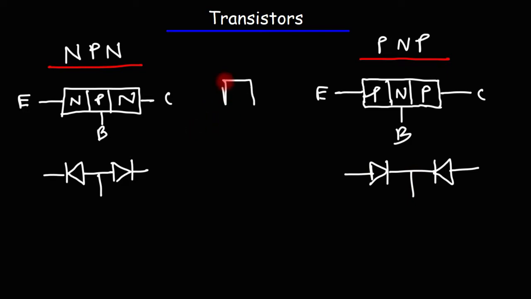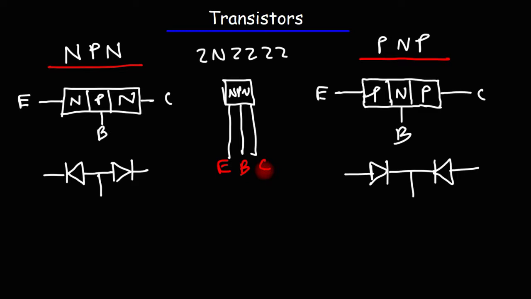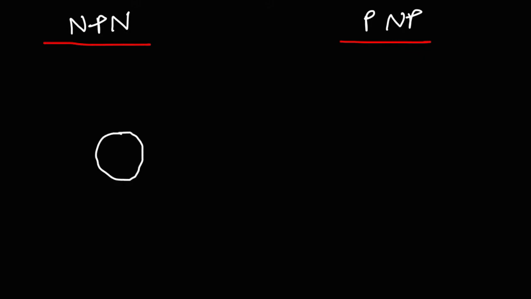Now, if you purchase, let's say, one of the small NPN or PNP transistors, they will look like this. Let's use the 2N2222 NPN transistor. This is the emitter, this is the base, and that is the collector. Now let's talk about how we can draw the electrical symbols for an NPN and a PNP transistor, especially when drawing circuits. So let's start with the NPN transistor.